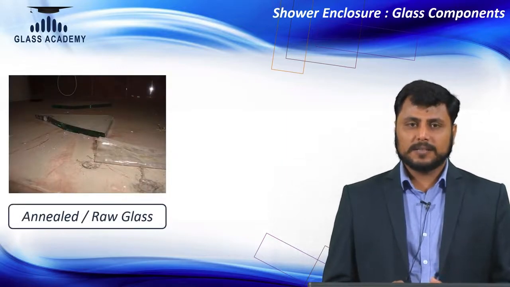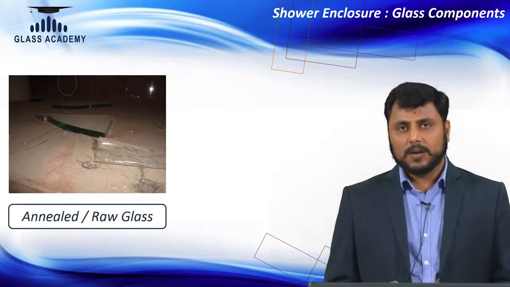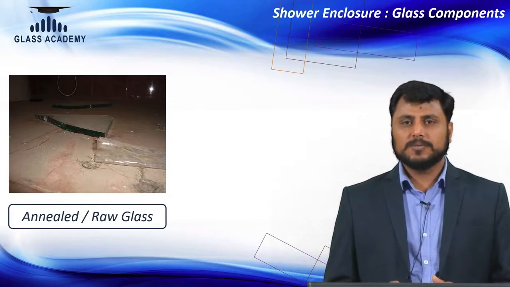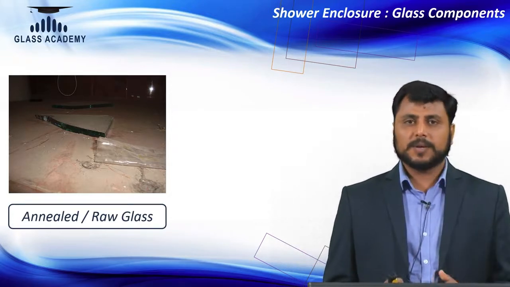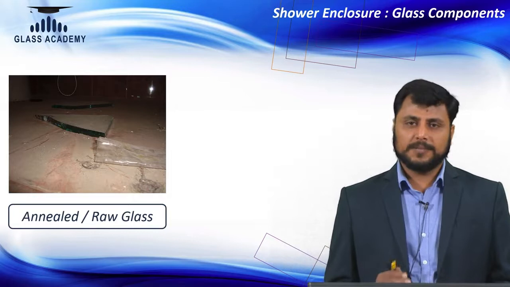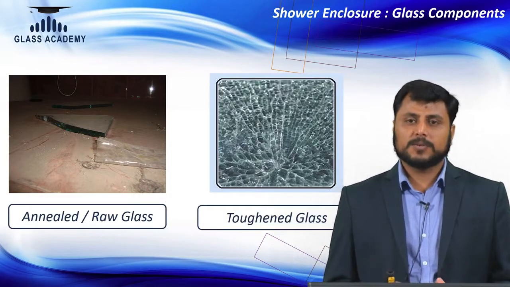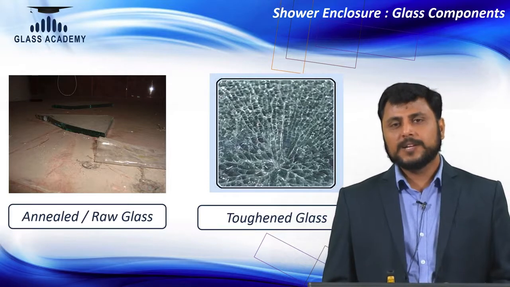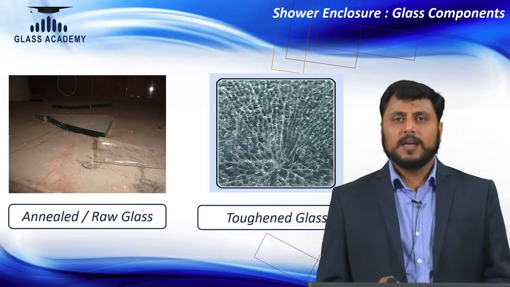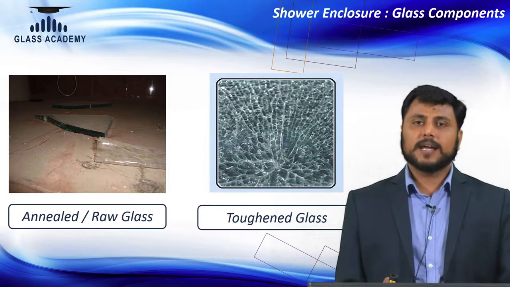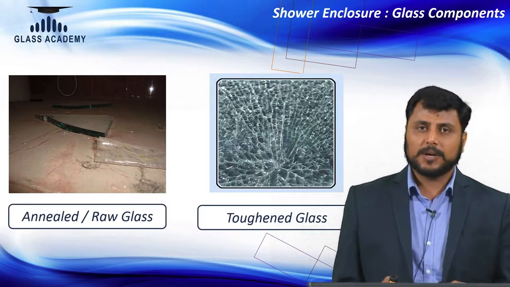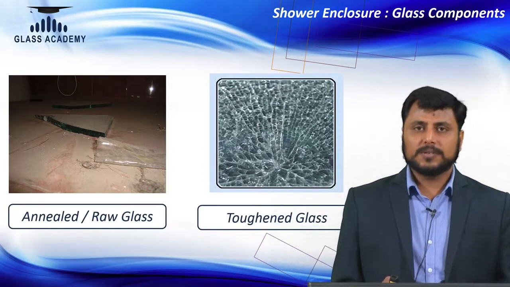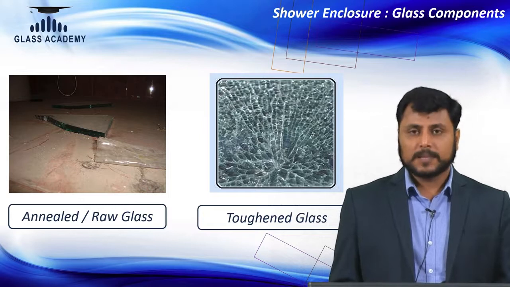You can see here this is annealed glass, or what we generally call raw glass, which is mostly used in windows. You would have seen that if a window breaks, it breaks into big pieces, whereas the parallel being shown is toughened glass. You can see that if toughened glass breaks, it breaks into small crystals, and those crystals have dull edges. So, if they come onto your body, the risk of injury is very low.